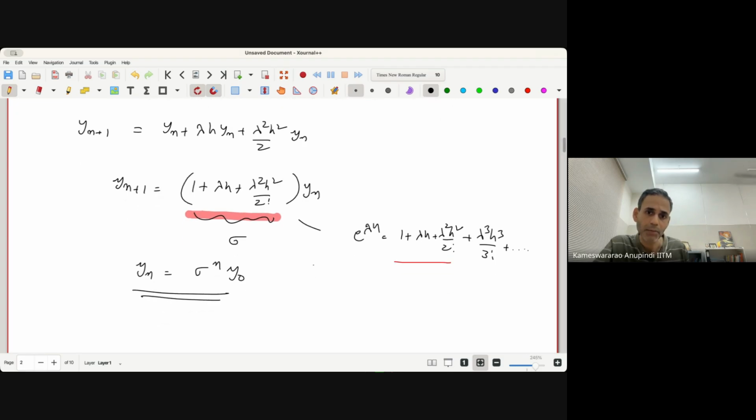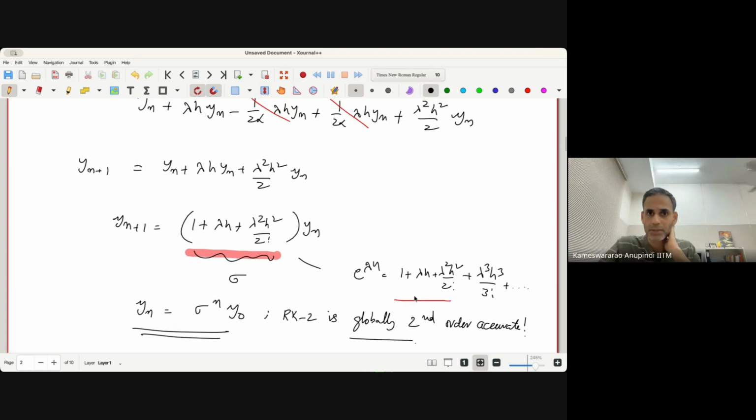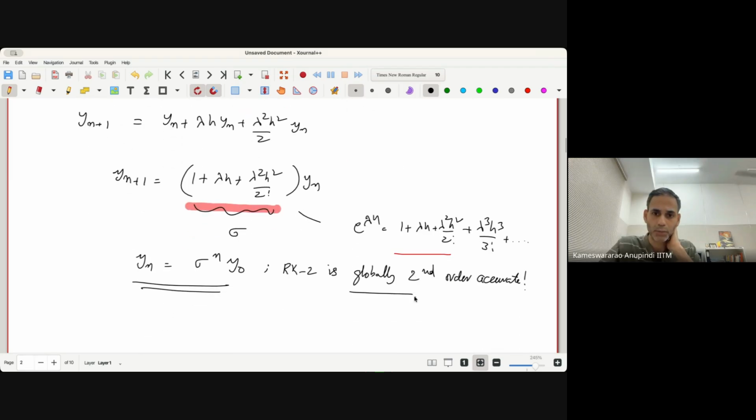So as a result, because it is matching up to second order, we say that RK2 is globally second order accurate. Fine. So we have established the order of accuracy of the RK2 method.